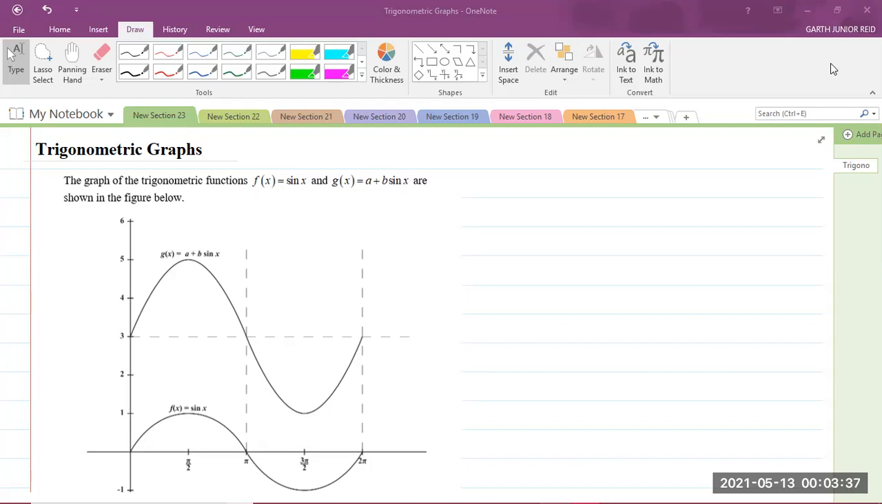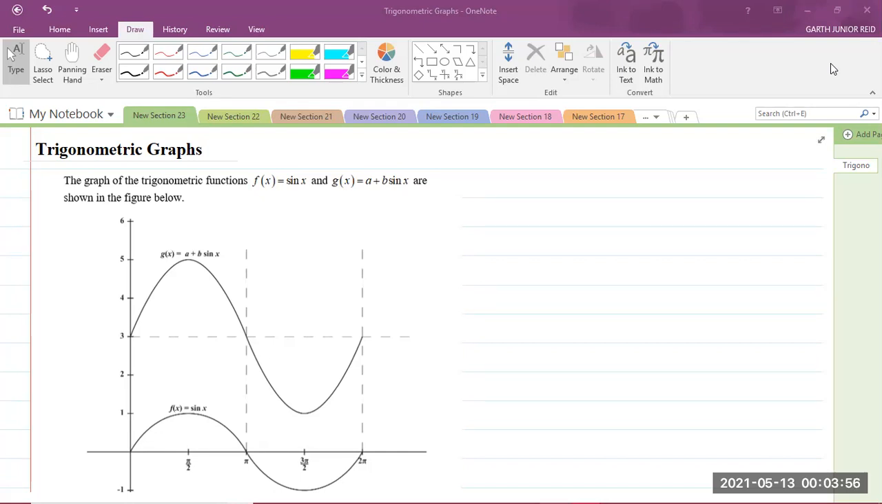Today, we'll be looking at a CAPE Integrated Mathematics past paper question from the May-June 2017 paper. I will be focusing on Module 1, which is Foundations of Mathematics, and the topic is trigonometric graphs.